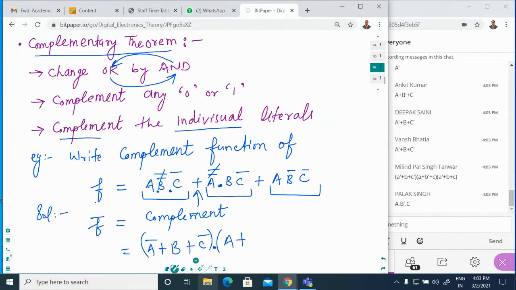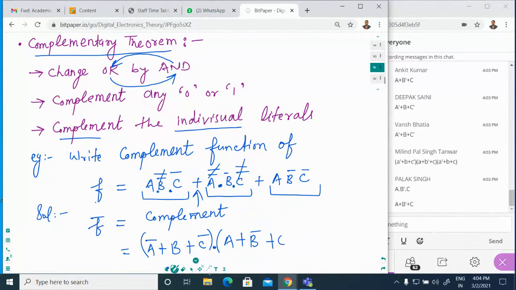You have to convert that AND into an OR operation. Then again this B is to be inverted, so this is B bar. Then again a dot is present, so you have to replace that dot with the OR operation. Then there is C bar, so you have to place the bar, and the bar will cancel out. It will give you the result as C.